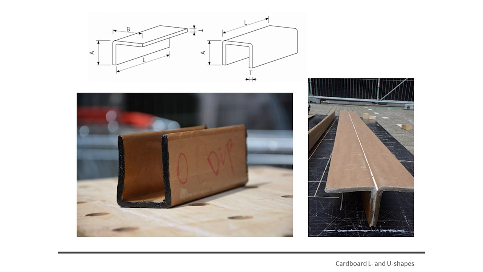And finally, the full board, which can have the shape of planar elements or L-shapes or U-shapes. Very good elements for beams or pillars, so frame structures, for example.